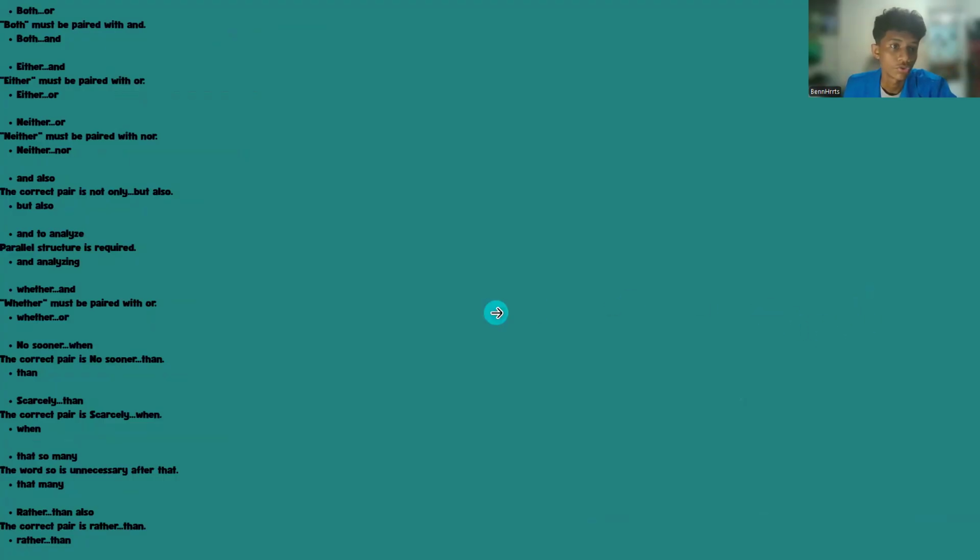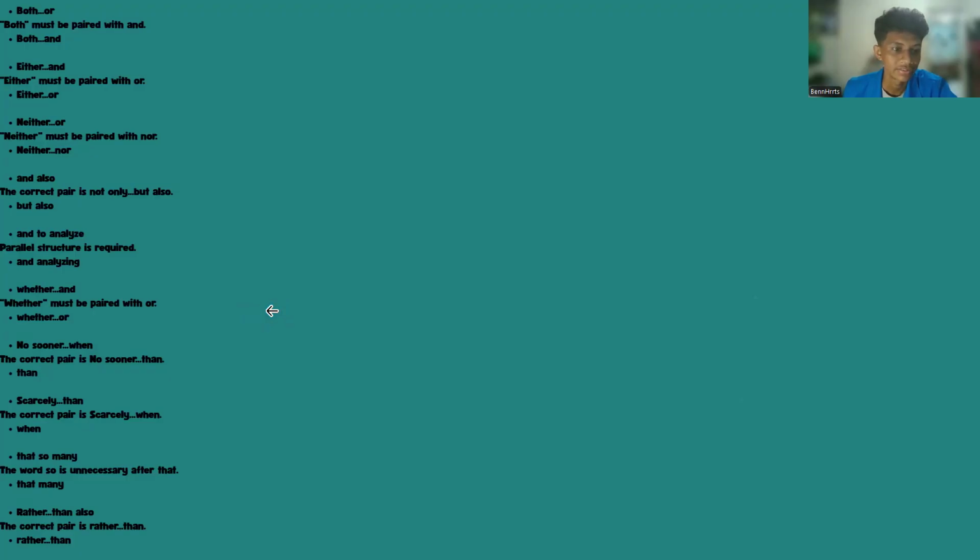Both must be paired with and. So correct is both and. Either must be paired with or. So either or. Neither must be paired with nor. So the correct is neither nor. And also the correct pair is not only but also.